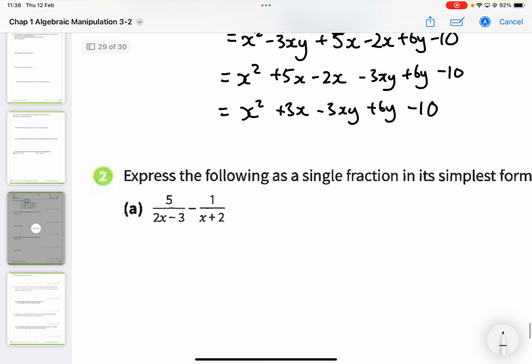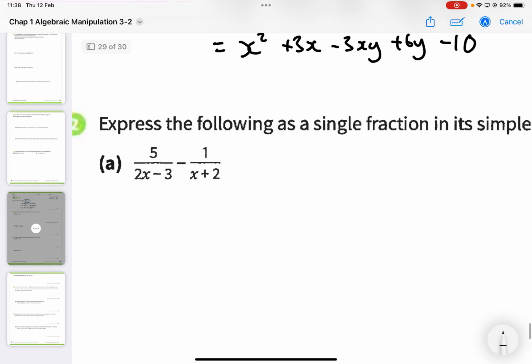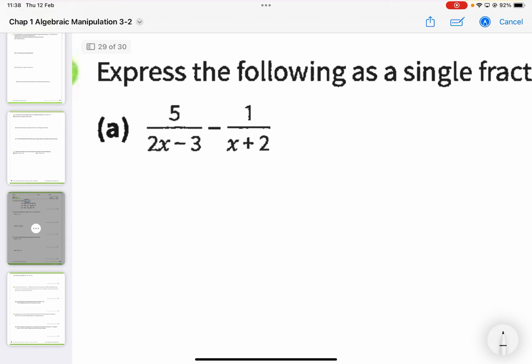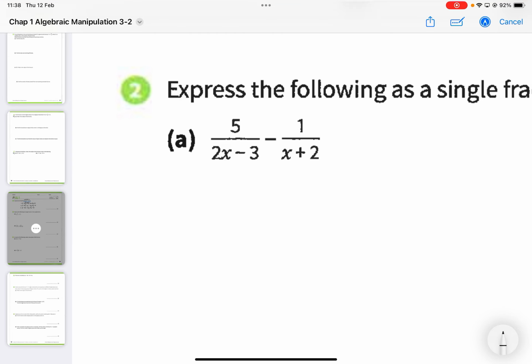Question 2. What is the big picture? What is the big picture here? What are we doing? We are taking a fraction minus a fraction. That is the big picture here. We are taking a fraction minus a fraction.